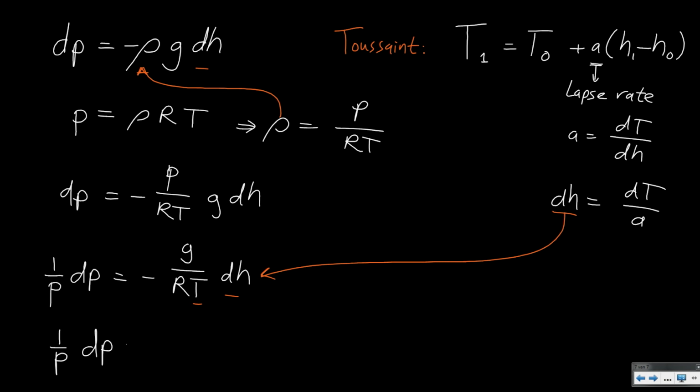1 divided by P times dP remains unchanged. Here we get minus g over R times 1 divided by T times dT divided by A. And we can write this in a different order because we have a number of constants here on the right side. This is a constant, this is a constant, and this is a constant. The T will vary. We have a dT behind it. So this is true for a very small step in altitude. But we want to make a larger step, and therefore we have to make this into an integral.